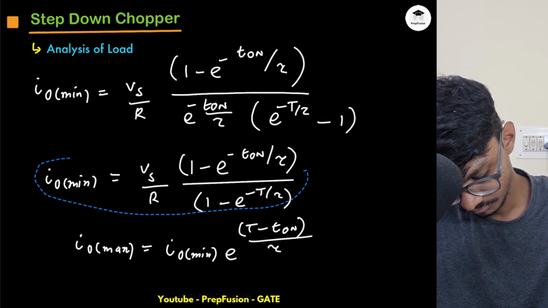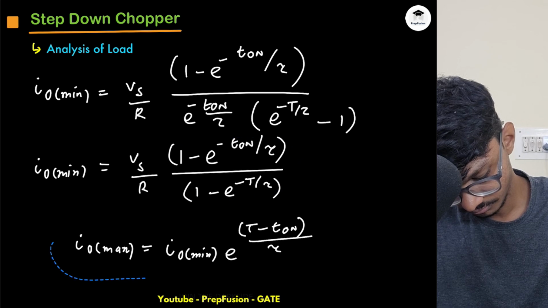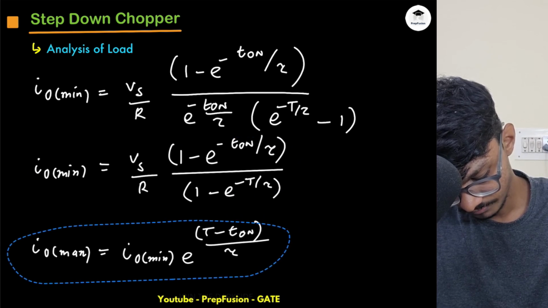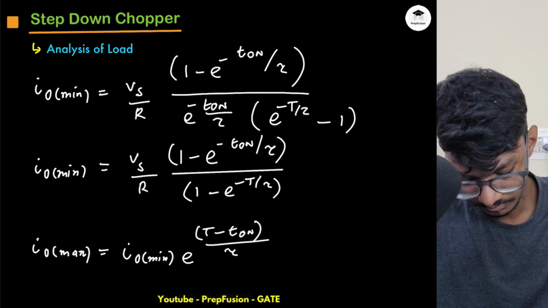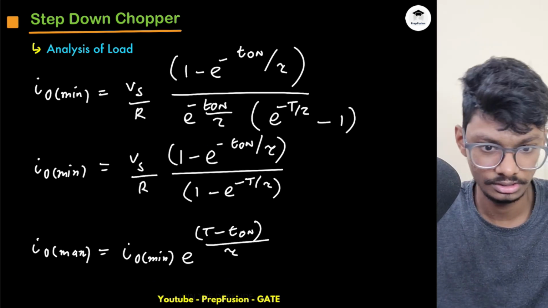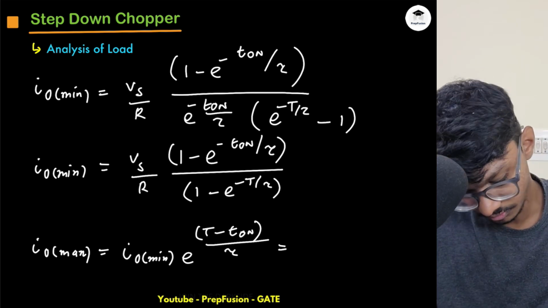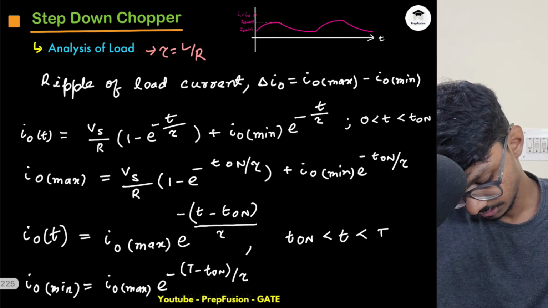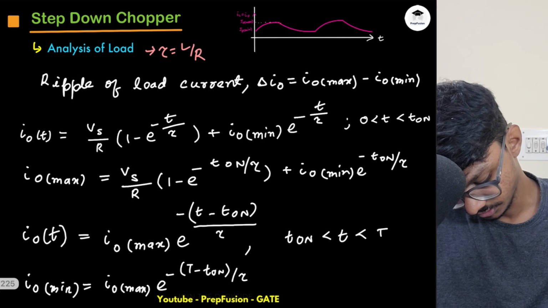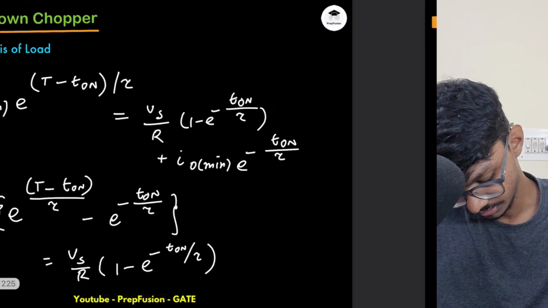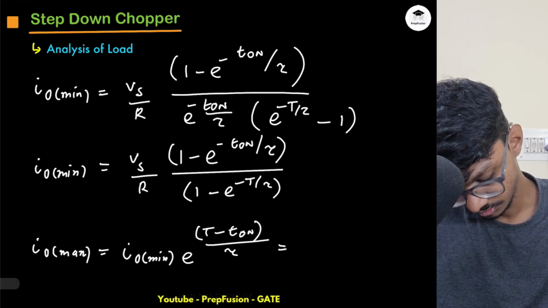This will come out to be... If I keep the e raised to power t on the outside, what will I get here? So t on into this is correct, right? Okay, minus is also there. Sorry, oh no, minus is not there. This is plus only. This will be plus only.